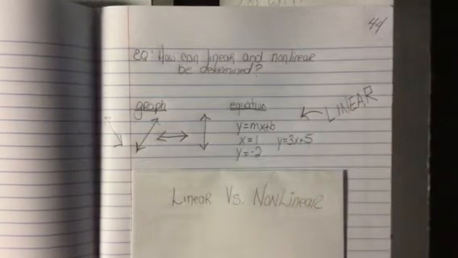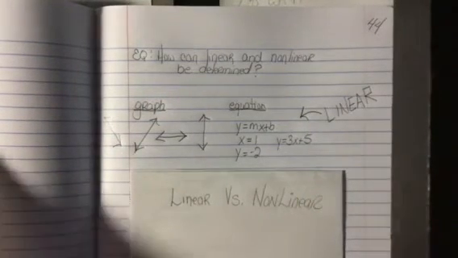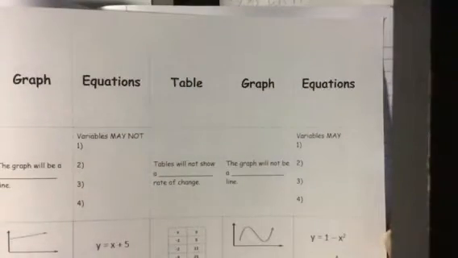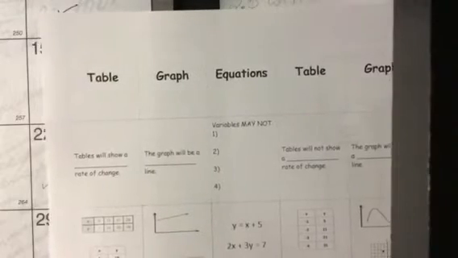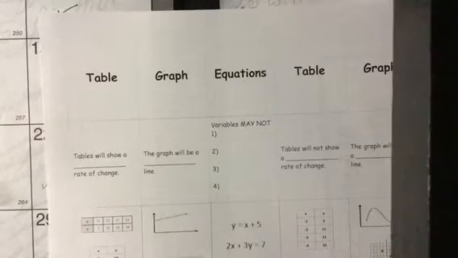Okay, the first thing you're going to do is take your foldable. And let's go ahead and start writing in it, and then we'll fold it up to look like what it should look like on page 44. So the first thing we need to do is look at what does it look like on a table. Well, we already know it should be a constant rate of change.